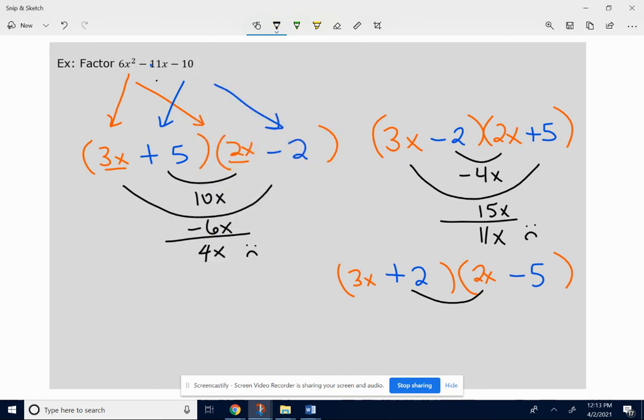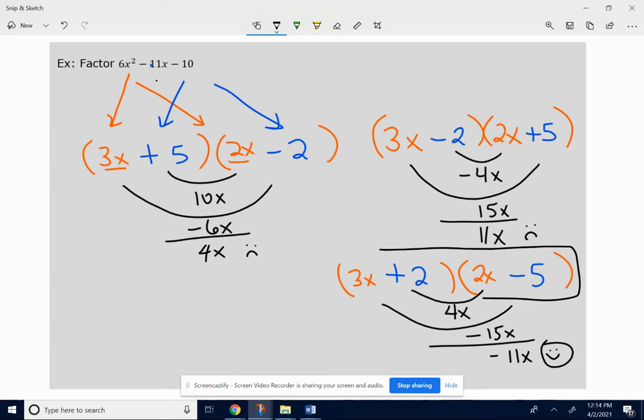Okay, I'm going to multiply the insides. 2 times 2x is 4x. Multiply the outsides. 3x times negative 5 is negative 15x. I add those up. Oh my goodness gracious. Negative 11x is what I wanted. That did it. This was the right answer.